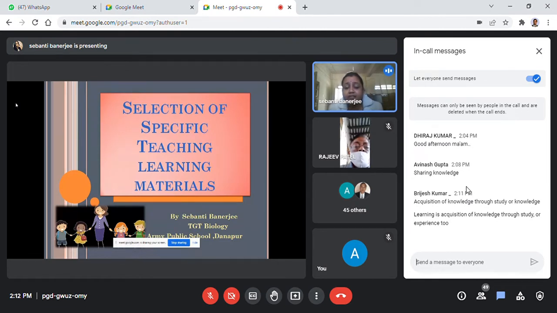So finally, let us move to our slides. Today's session is on teaching learning materials. So what are teaching learning materials? These are the means or the aids which help the teaching learning process move smoothly and interestingly.